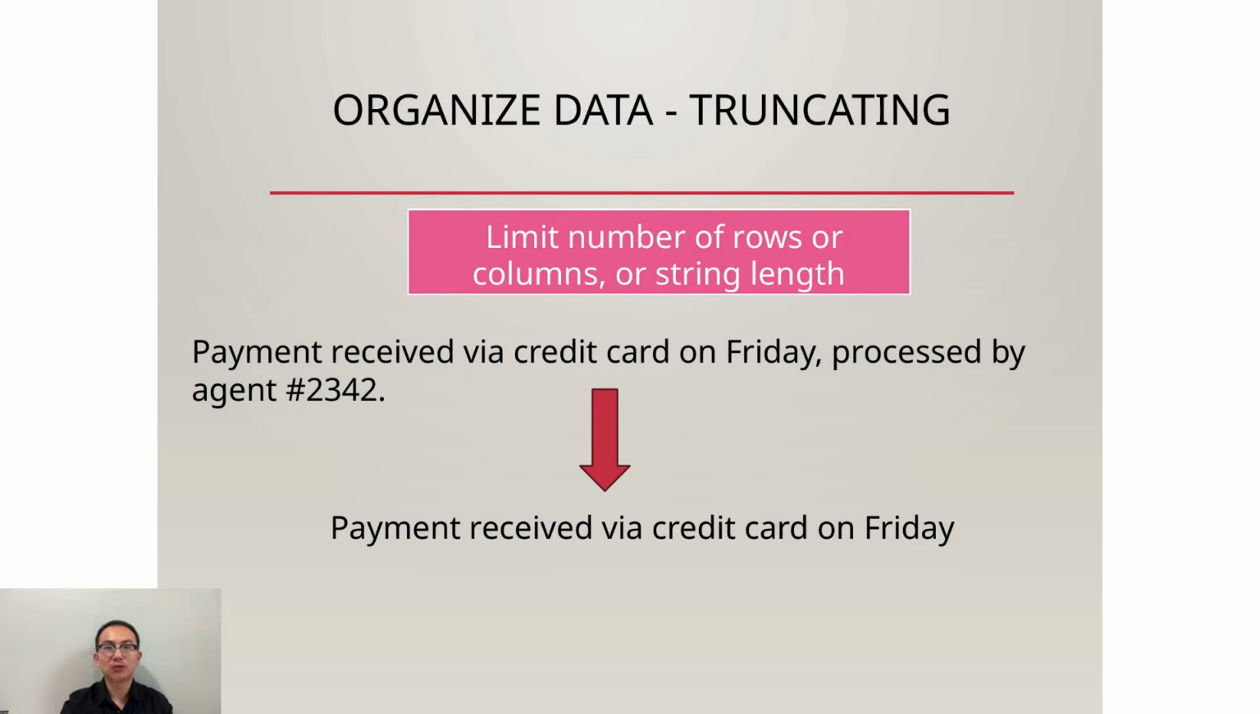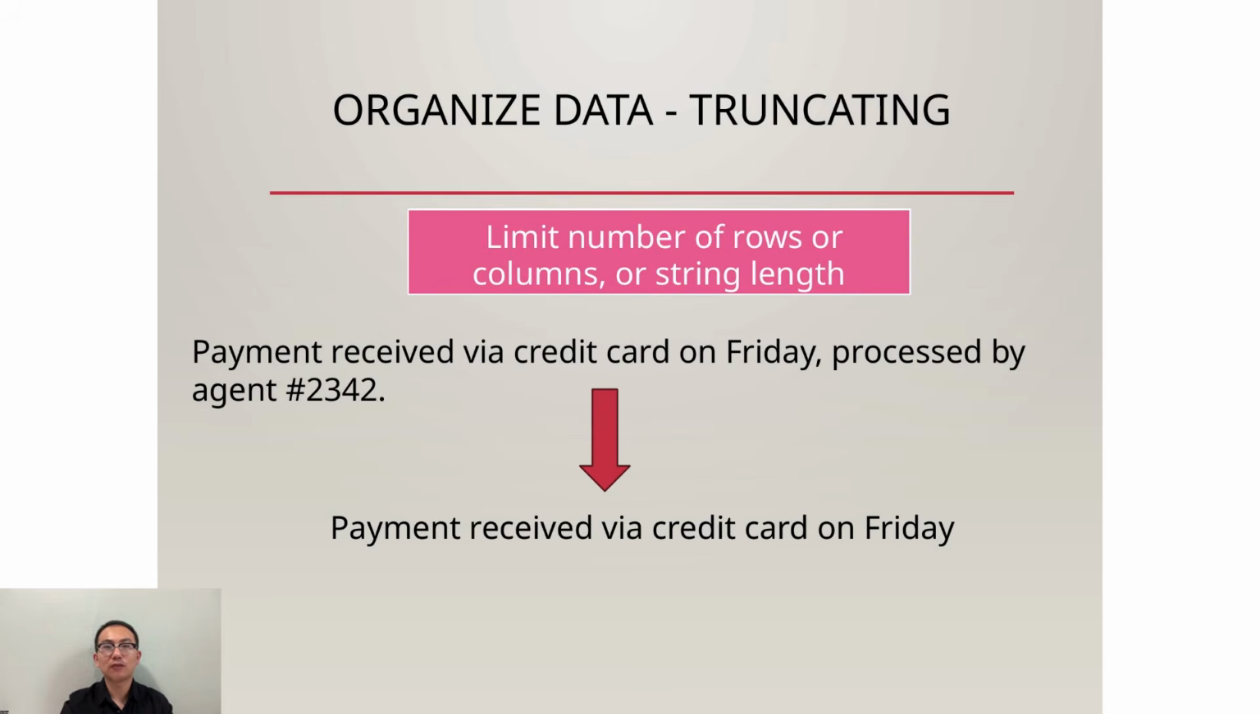Truncating means shortening your data, either by cutting off characters, values, or even limiting how many rows or columns you keep. For example, let's say your system only allows 50 characters in a transaction description. If the description is longer than that, it gets truncated, meaning anything beyond the 50th character gets cut off.